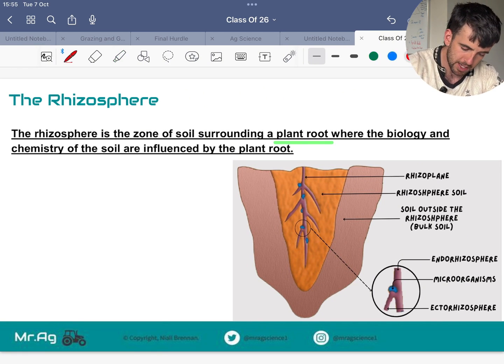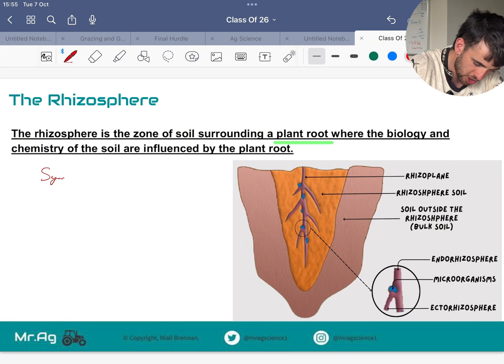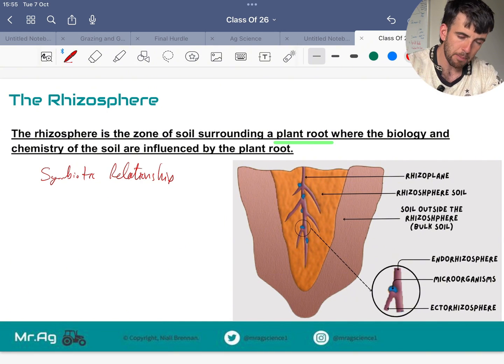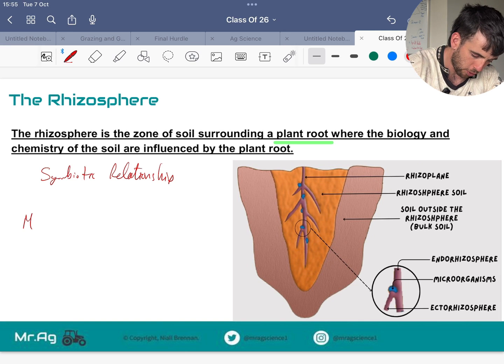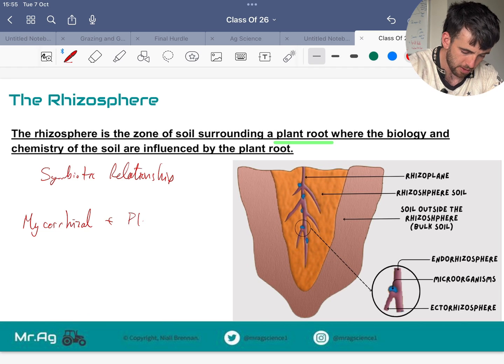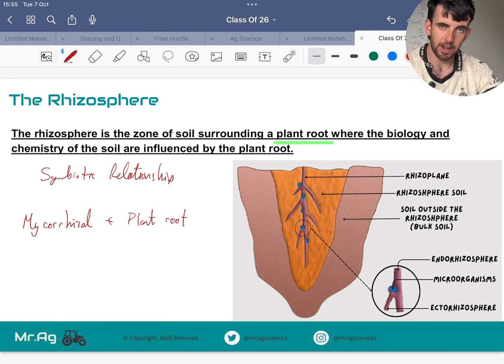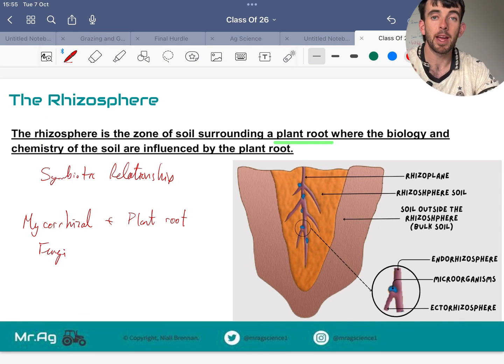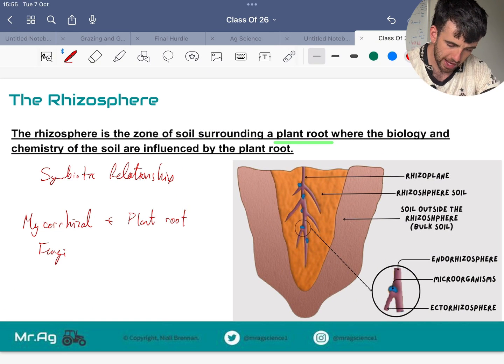The main type of symbiotic relationship taking place here is between the mycorrhizal fungi and the plant root. A symbiotic relationship means that both the mycorrhizal fungi and the plant root are working together and both of them are benefiting. Other examples of symbiotic relationships are rhizobium bacteria and clover, and the microorganisms in the rumen. Okay, so that's what the rhizosphere is.